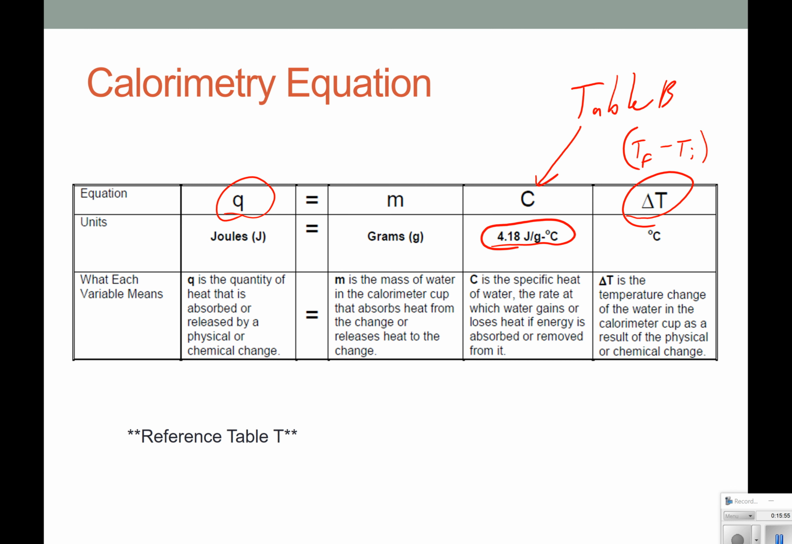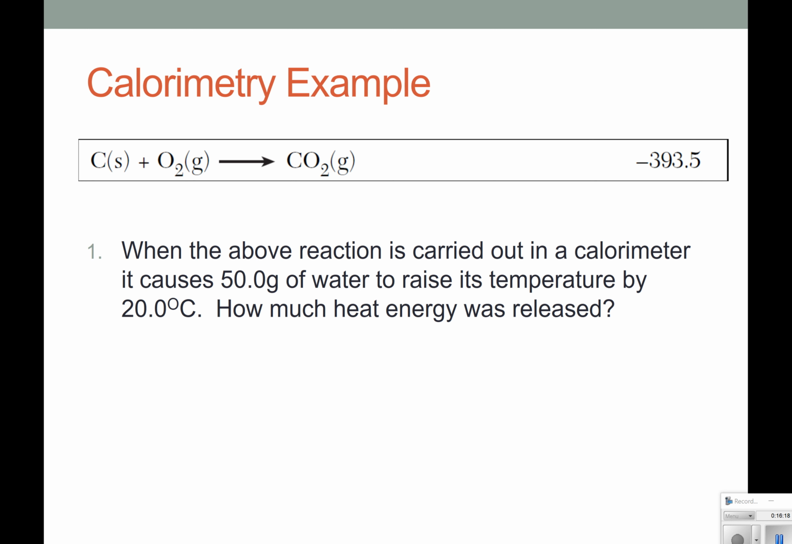Now, we tend to see problems that deal with each of these four variables. Sometimes you do have to find what the specific heat of an unknown substance might be. Sometimes you have to find the final or initial temperature of the water before or after a reaction. Most often you're going to have to find how much energy was absorbed or lost. And we'll do a couple examples.